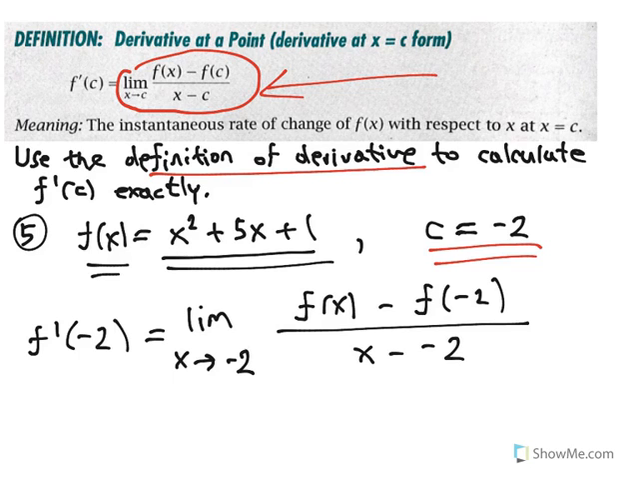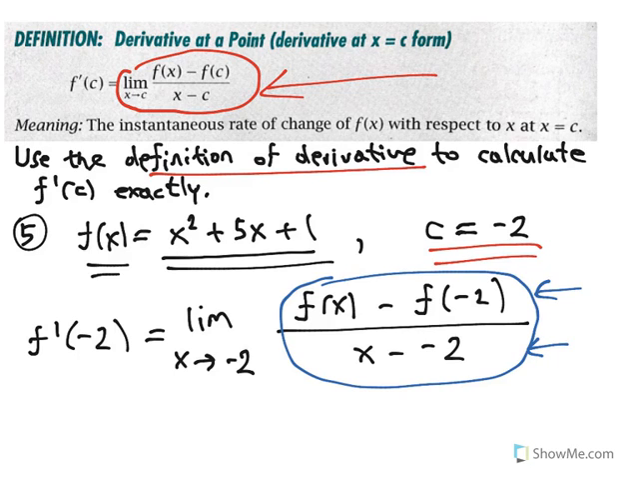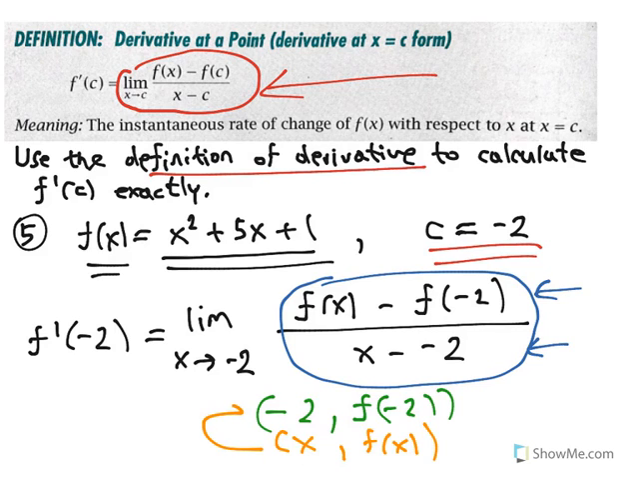Again, what is this difference quotient? It is a change in y divided by a change in x. So it's giving you the slope of a secant line passing through 2 points. The 2 points are (-2, f(-2)) and the second point would be (x, f(x)). When we take the limit of this difference quotient as x approaches -2, we're making the second point move closer to the first point.